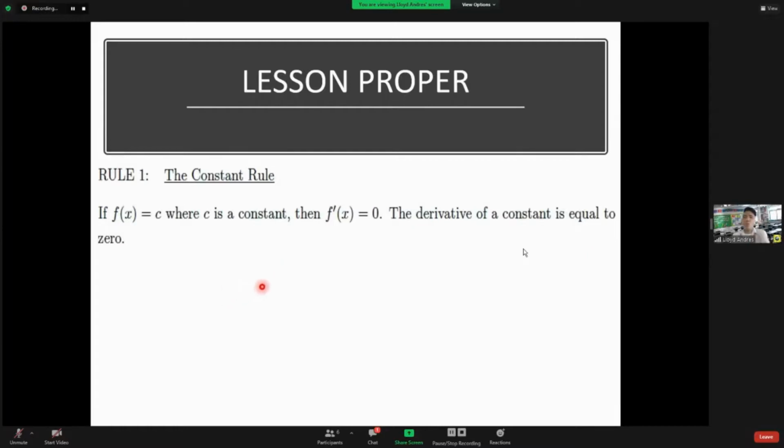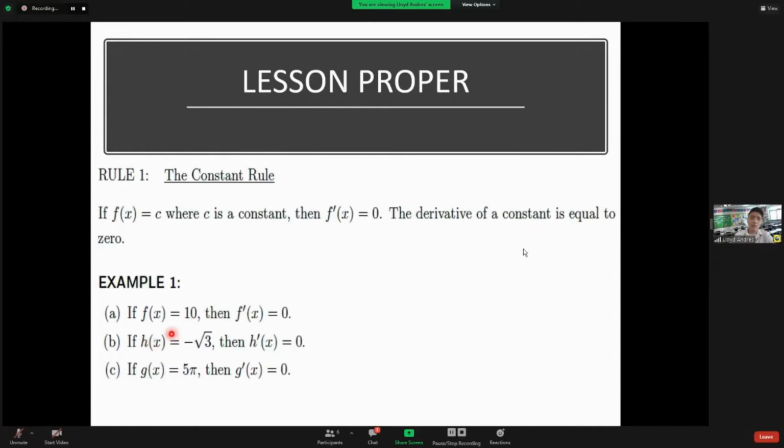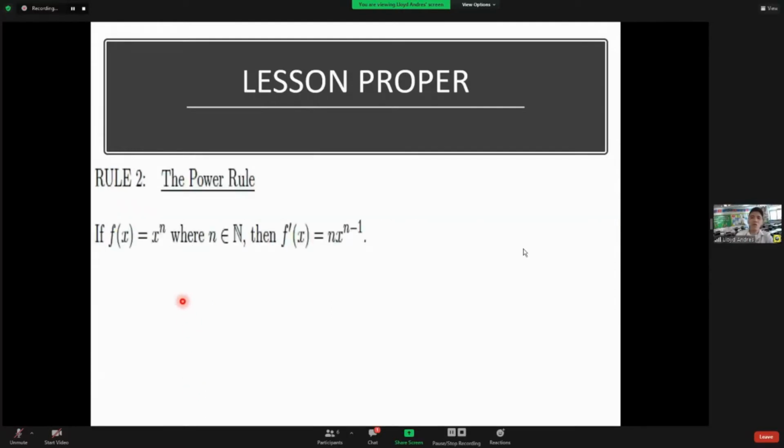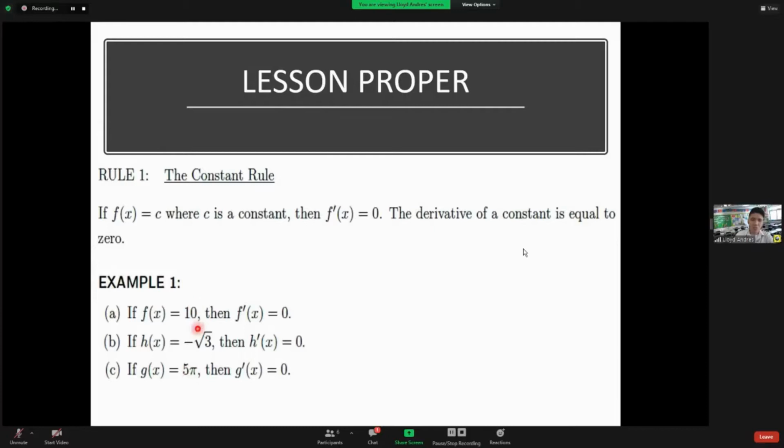So, for example, the given function is f of x equals 10. It's just a constant number. Or h of x equals negative square root of 3. Or g of x is equivalent to 5 pi. Though pi is not a variable, this is still a constant. So these are constant functions. All of them have a derivative of 0 automatically. So the derivative of a constant is always 0. That's the point.